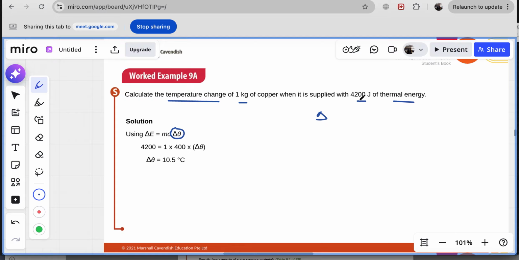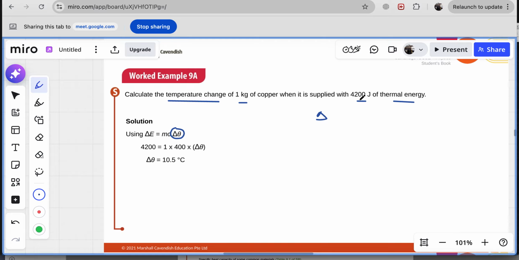The mass is 1 kg, so we write 1 here. The specific capacity C is 400, so I write 400 here. And the change in temperature is what they ask us to calculate, so you put change in temperature. 1 times 400 is 400. So you make this one the subject: delta theta, which is the change in temperature, is the change in energy divided by the mass and the specific capacity, because we are making this one the subject.